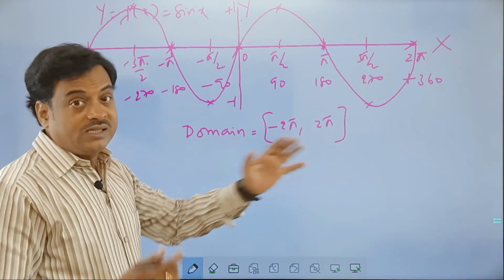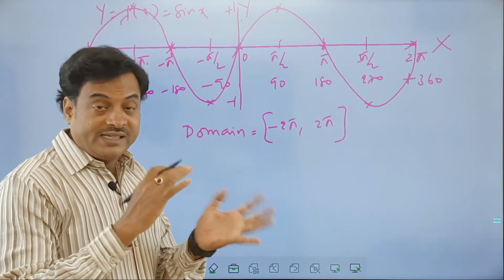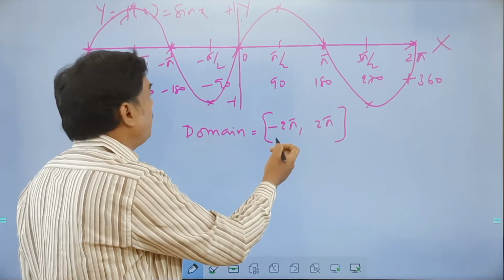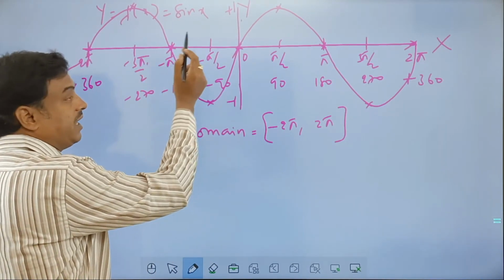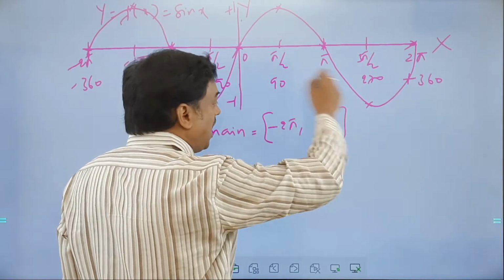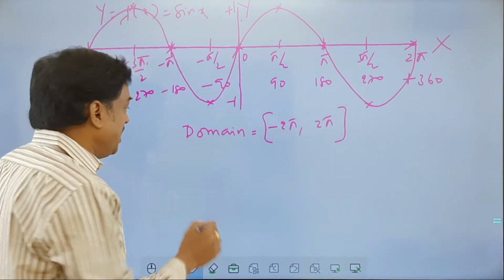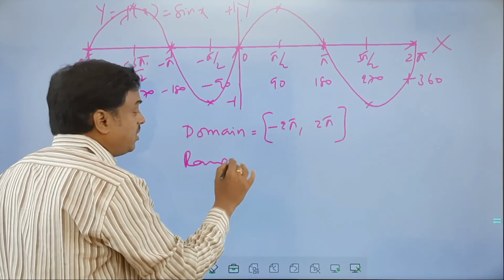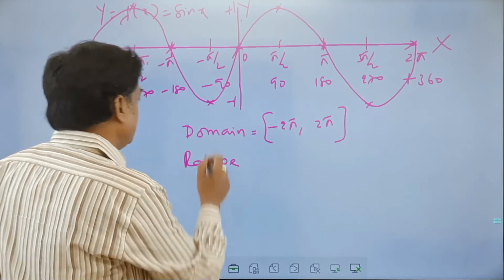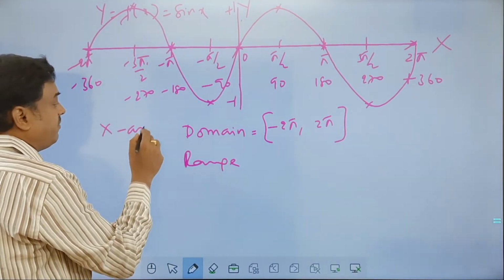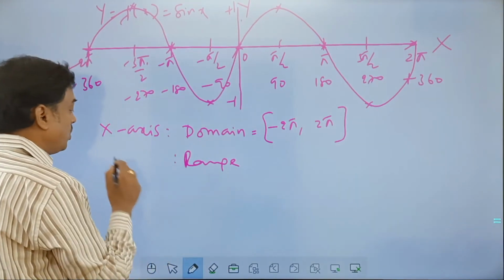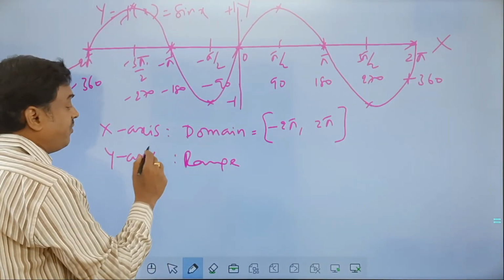And remember the brackets: closed brackets are used, because the extreme values are also included. So minus 2 pi, minus 3 pi by 2, minus pi, minus pi by 2, 0, pi by 2, pi, 3 pi by 2, 2 pi are the values of the domain for sine. And when I talk about range, what are the outcomes I got? The outcome values you should see on the y-axis, while the inputs you see on the x-axis. All the values you are substituting from the x-axis are the domain, and all the outcomes you see on the y-axis are the range.